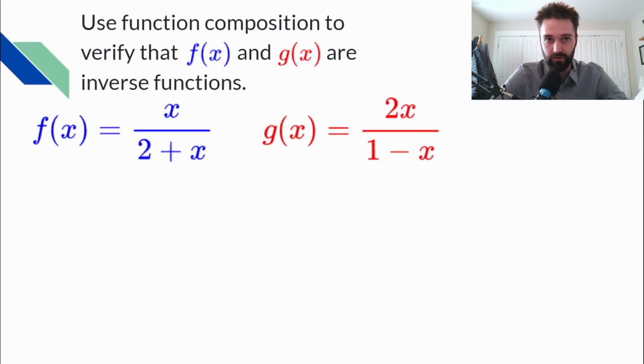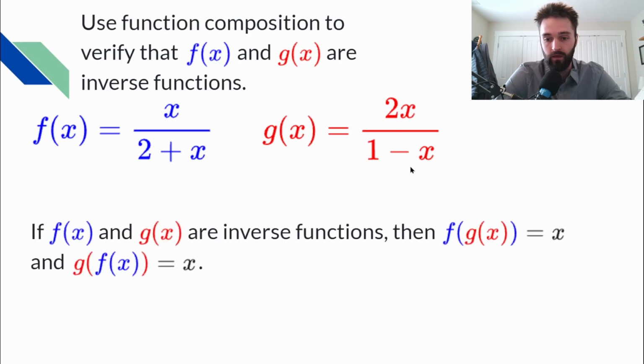Let's move on to the next example. Here we're asked to use function composition to verify that f and g are inverse functions. f is given by this function here, x over 2 plus x, and g is given by this function, 2x over 1 minus x. If f and g are inverse functions, then f of g of x equals x, and g of f of x equals x. We should have both of these equations satisfied.